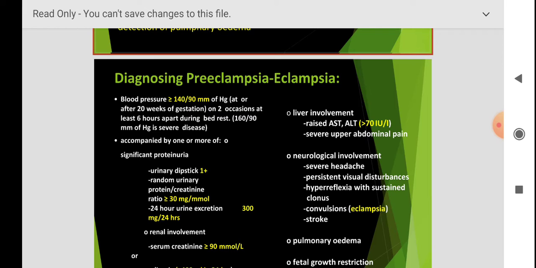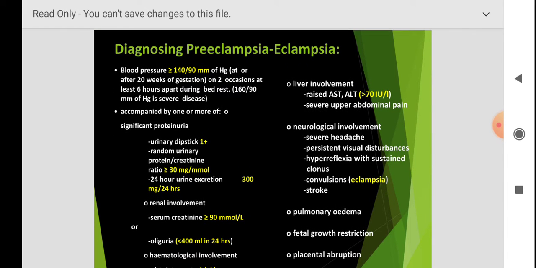Diagnosing preeclampsia, eclampsia. How will you diagnose? When the BP is more than 140/90 at or after 20 weeks of gestation on 2 occasions at least 6 hours apart during bed rest. 160/90 is severe disease. It should be accompanied by one or more of the following. Either significant proteinuria, that is when the urinary dipstick test shows 1 plus or more on random urinary sample, then random urinary protein to creatinine ratio should be more than 30 mg, or 24-hour urine excretion shows 300 mg in 24 hours.